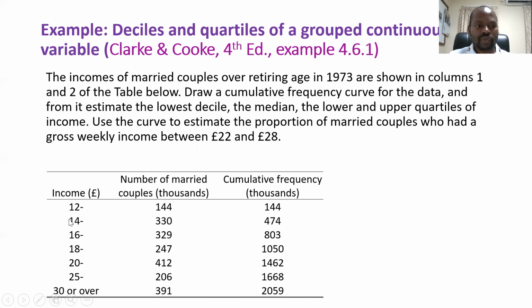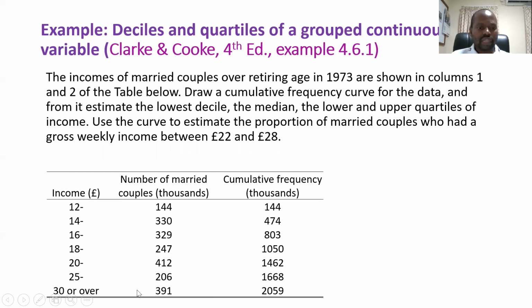But for 12 to 13 point something, the value is 144. So 144 corresponds to 13.99, and 0 corresponds to 11.99. Then 330 would correspond to 15.99, the upper end point between 14 and 16. And 329 will correspond to something like 17.9, and so forth.